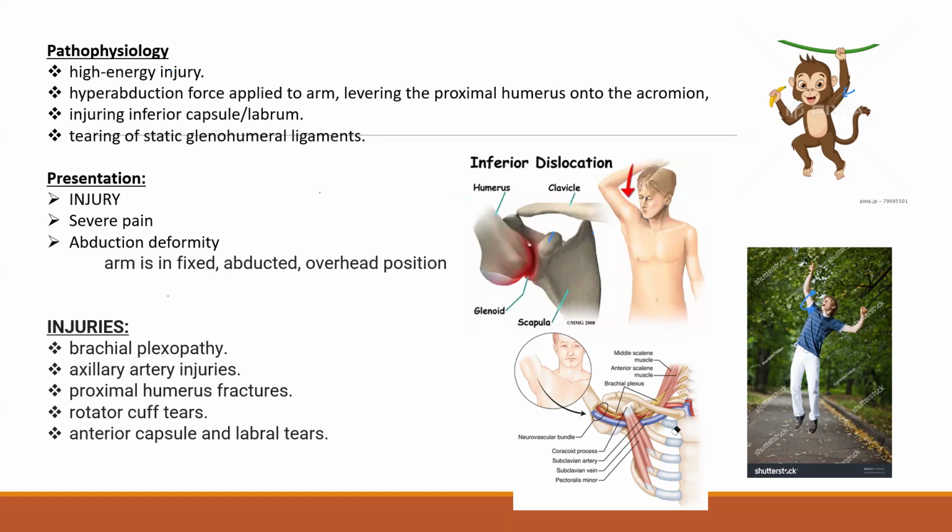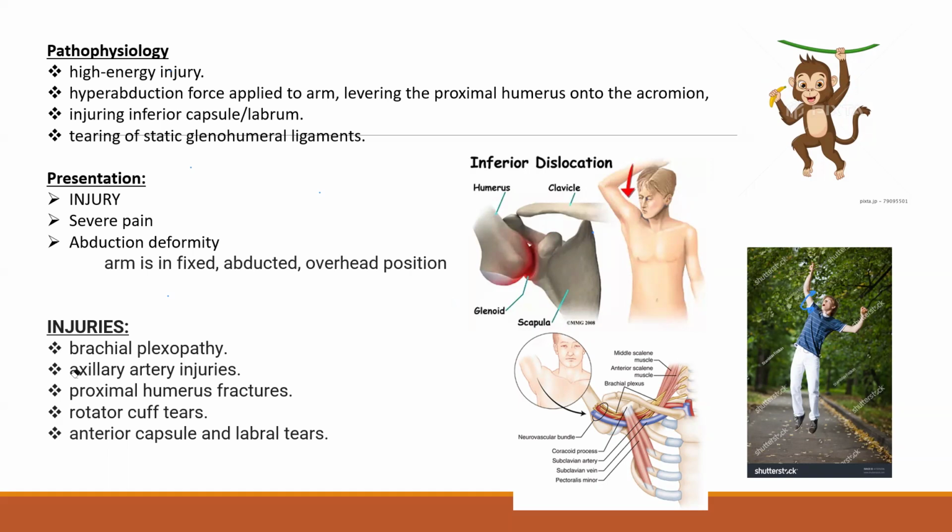These are the neurovascular structures which are very close to the inferior margin of the glenoid. We have the cephalic vein and the axillary artery here, and we have the brachial plexus going all the way down. These injuries are very common when compared to anterior and posterior shoulder dislocation. Inferior shoulder dislocation has more chance of developing injuries to the brachial plexus, injury to the axillary artery, and there is an associated proximal humerus fracture.